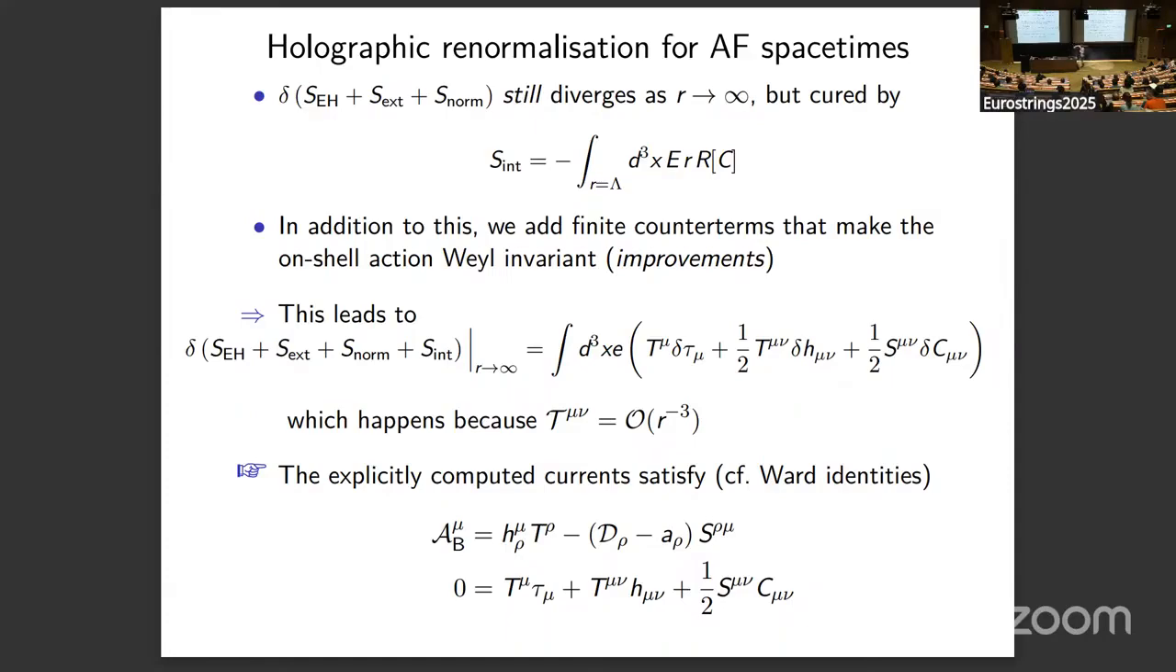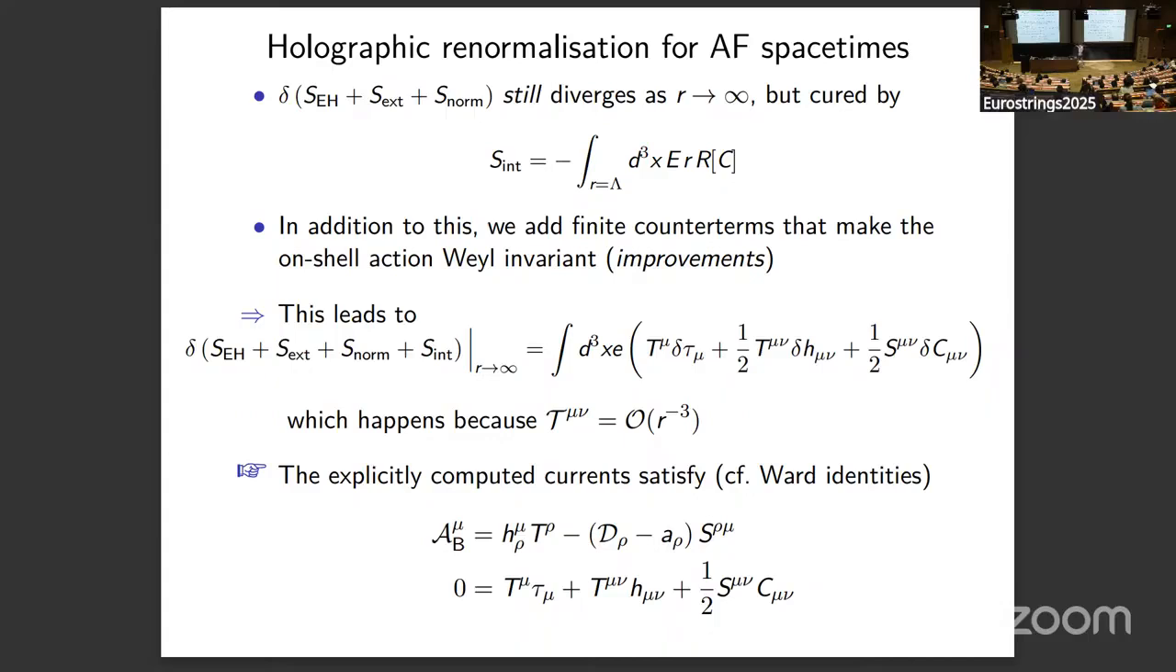In addition to that, we can introduce improvements via finite counterterms that endow these responses with certain properties that we like. So once we do that, add a suitable intrinsic counterterm, which is reasonably complicated, but it can be done. It looks annoying, so I don't write it. But once you do it, you find that the full variation, as you go to the boundary, takes this form.